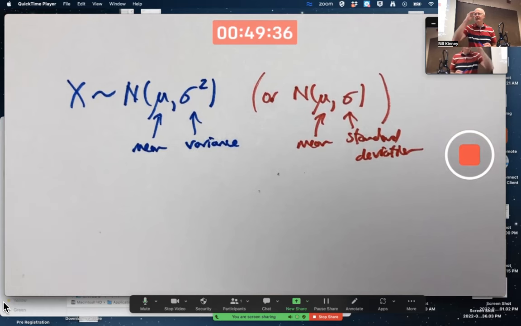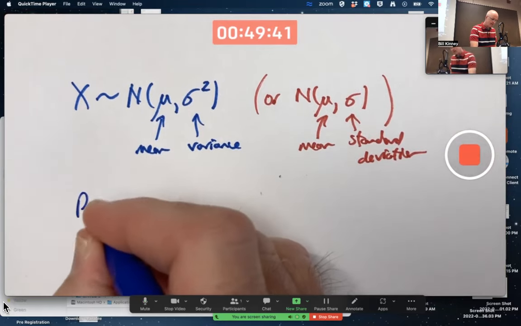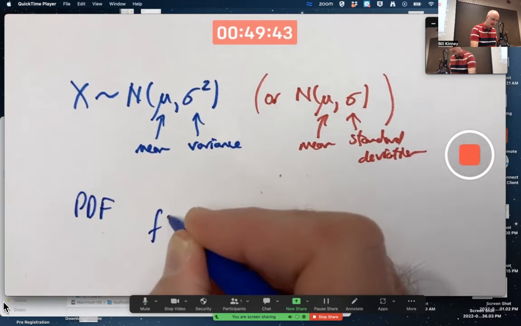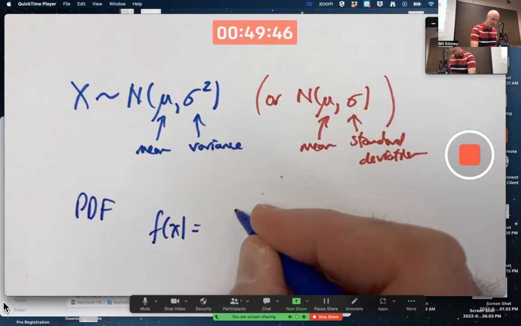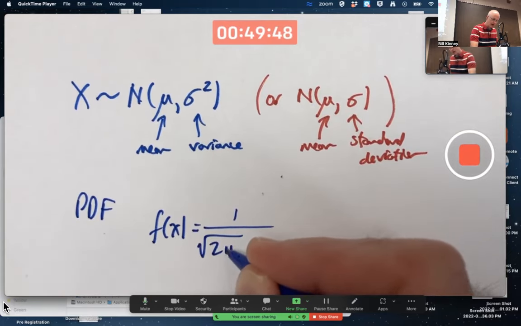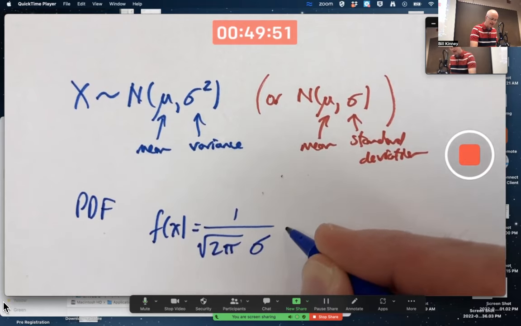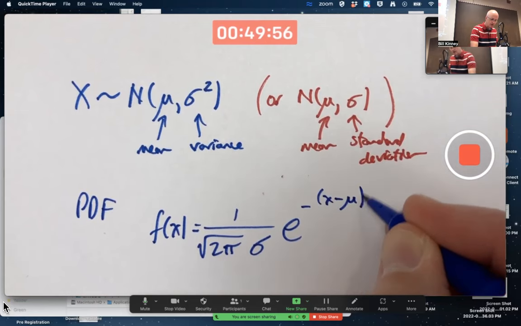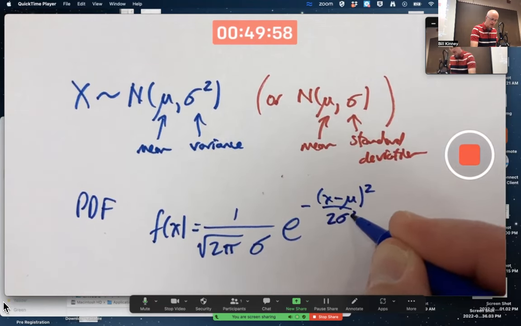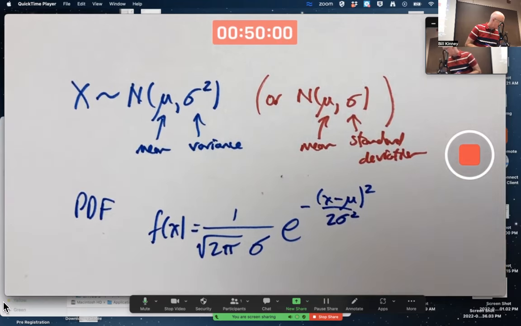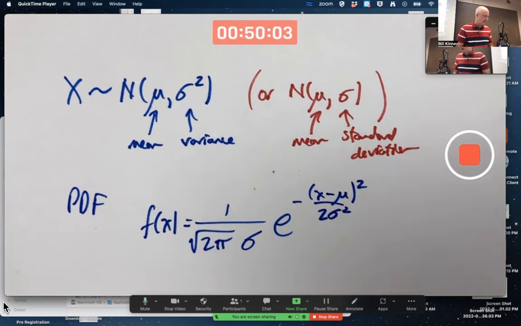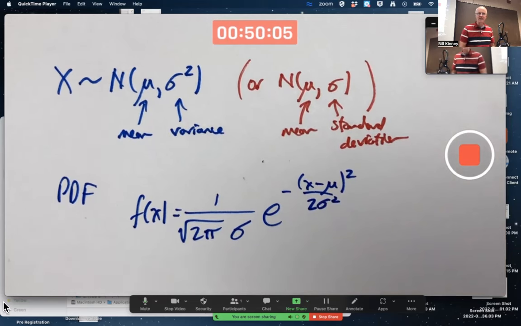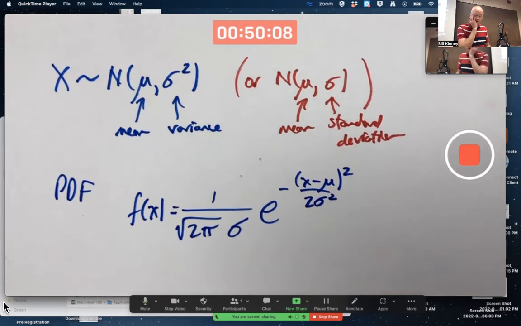What is the PDF? Do I have it memorized? I think so. The PDF, little f of x, is 1 over the square root of 2 pi times sigma, times e to the negative x minus mu squared over 2 sigma squared. Double checking, yes, that is a way you could write the answer. It doesn't quite look the same as the book's way of writing it, but it is the same. Okay.